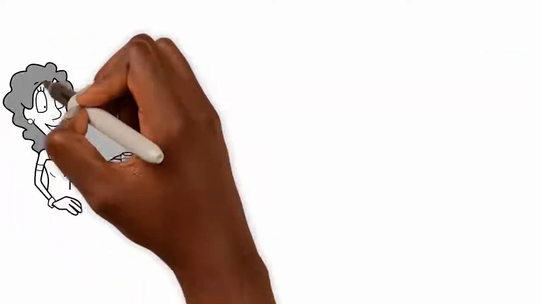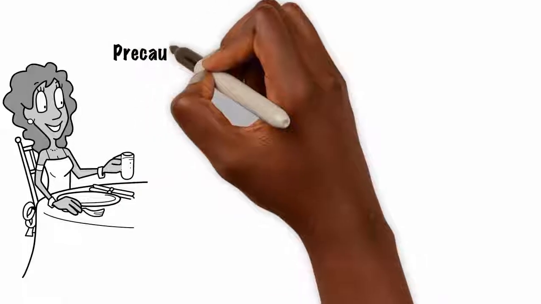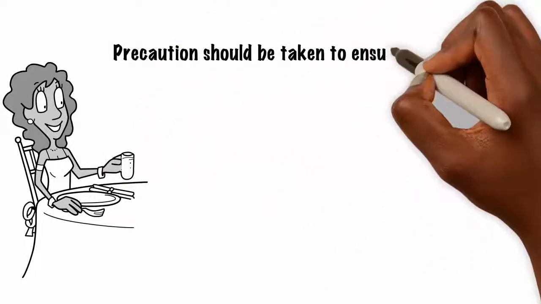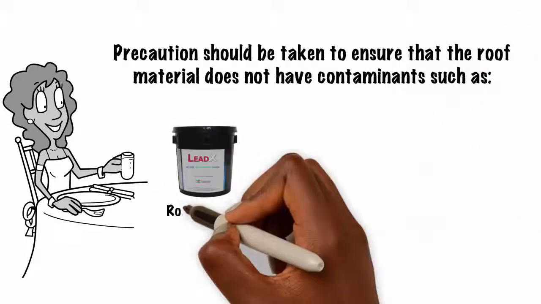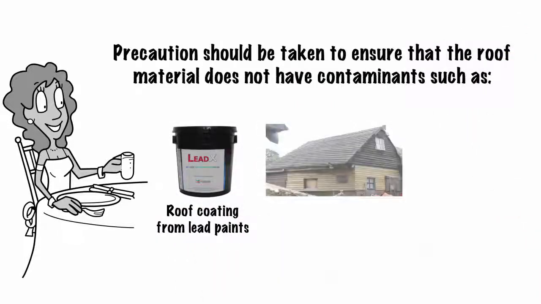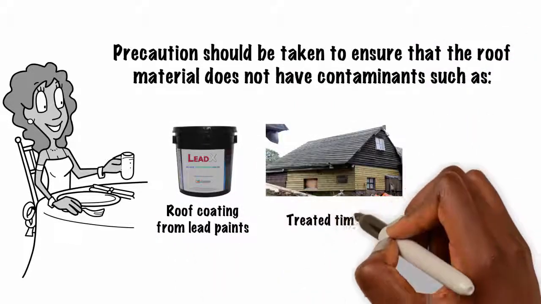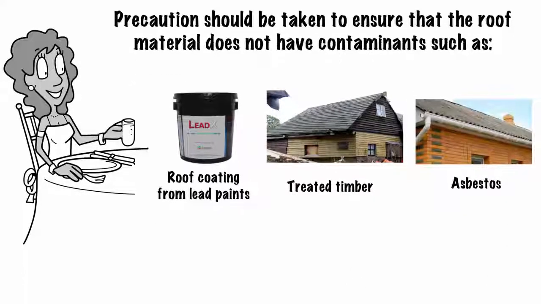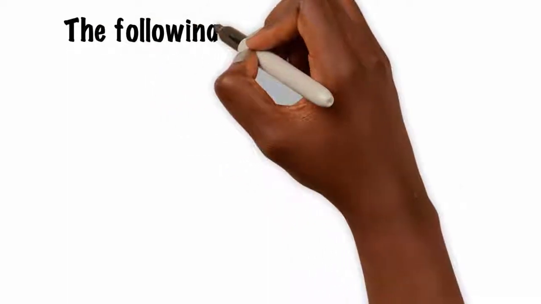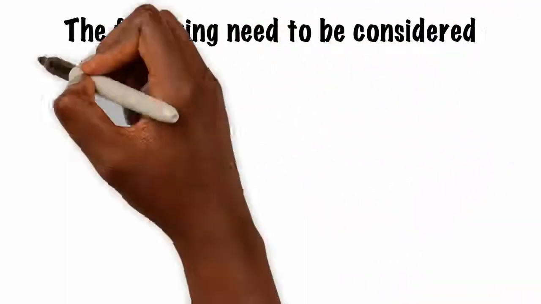When harvesting rainwater for drinking water from the roof, precautions should be taken to ensure that the roof material does not have contaminants such as roof coating from lead paints, treated timber where chemicals leaching out might contaminate the water, or asbestos. In particular, when designing the storage tank, the following needs to be considered.